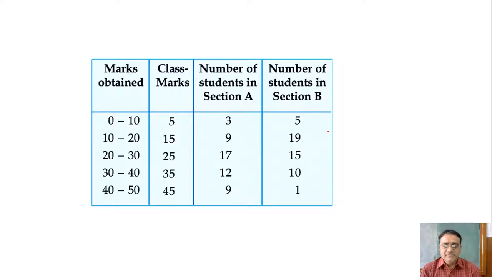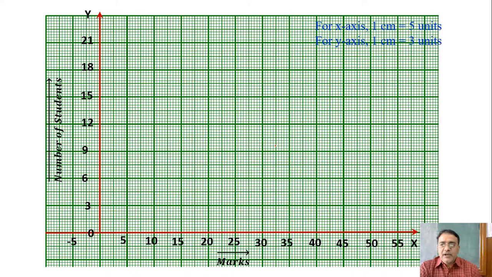Is that clear? So we'll take a unit, because only 50 is there, so we'll take 5 units for the x-axis. Because the class interval, the class mark, we have to write on the x-axis, and the number of students we have to write on the y-axis. So I am taking 5 units for the x-axis and 3 units for the y-axis.